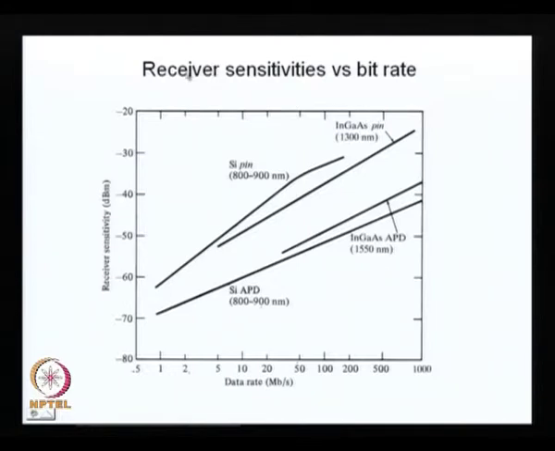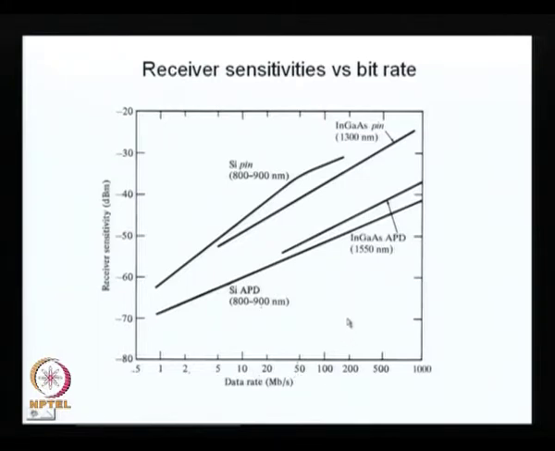The same thing essentially is shown here. There is the receiver sensitivity versus the bit rate. So, here again we are showing the minimum power required for detection, and that is the data rate which is shown here, and these are the responses for the different detectors. So, for the silicon, that is the wavelength range, indium gallium arsenide, which works at 1300 nanometer, that will be the typical requirement of the power, and indium gallium arsenide APD 1550 nanometer, that is the power requirement, and so on.